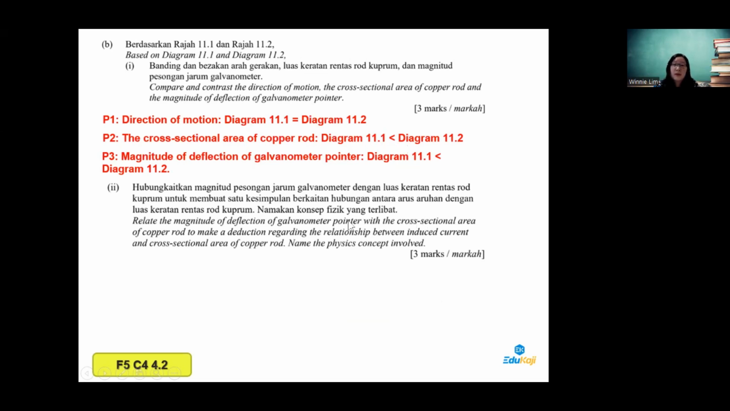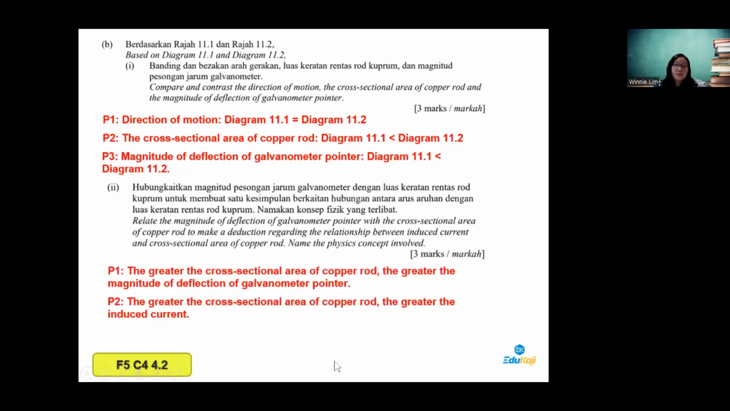Next, you relate the magnitude of deflection of the galvanometer and the cross-sectional area, so it's directly proportional, right, or higher. Then the induced current and the cross-sectional area, so also higher. So what is the physics concept involved? The physics concept involved, because you have more current, is Faraday's law. Because bigger cross-section, more cutting.